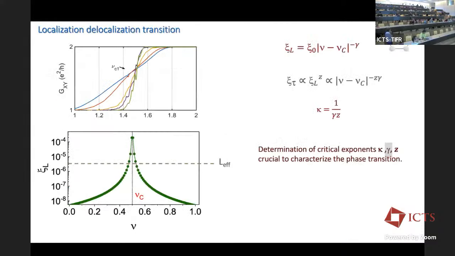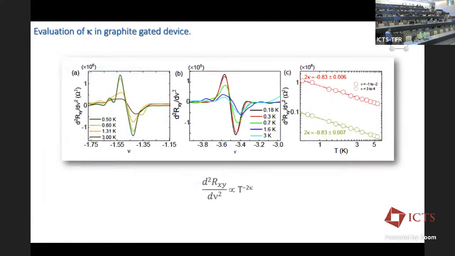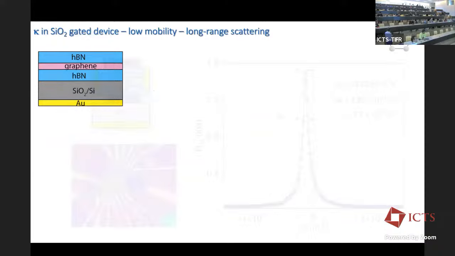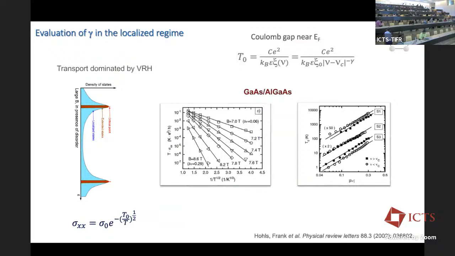Let me see, this is the Coulomb gap, T0. Now I can measure T0. I know nu C, and I assume that xi0, the localization prefactor, is of the order of the magnetic length. Then I can ask myself, what is E? I know C, what it will be for a 2D material. I can ask myself, what is C?